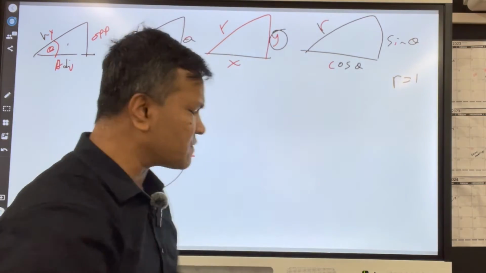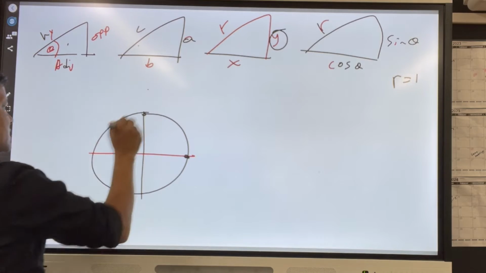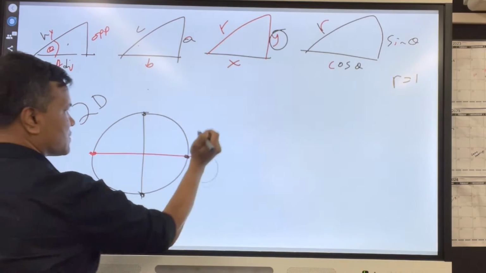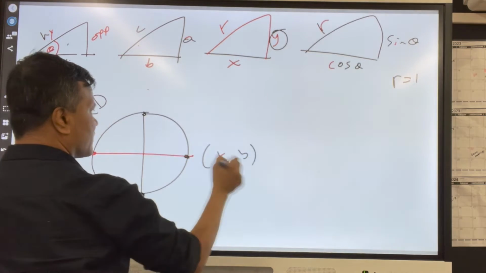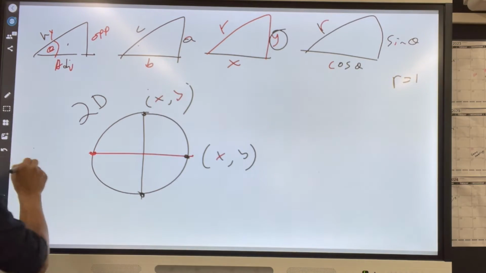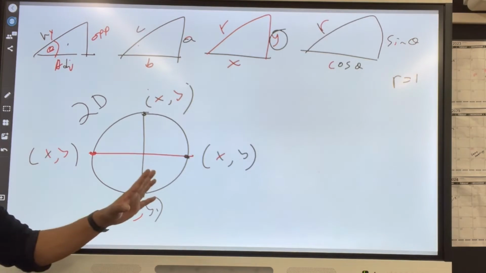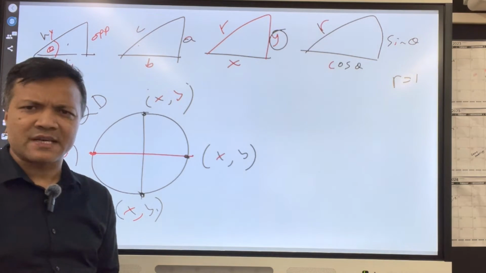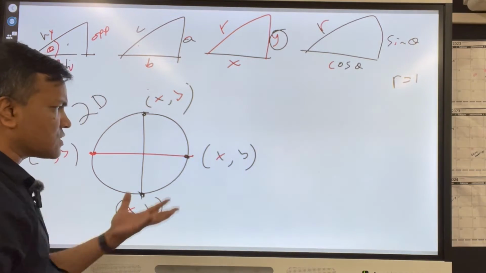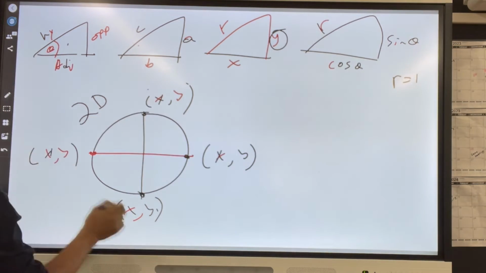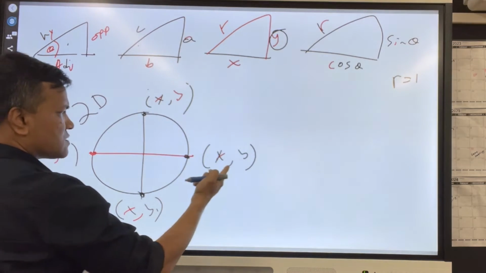Now consider four dots. This is a circle, so this must be 2D. In order to make a point, you need x and y. Now x and y is good, but that's not good enough. If I ask you what is your location, and you say x, whose x are you talking about? This one, this one, this one, or this one? So x is not good.